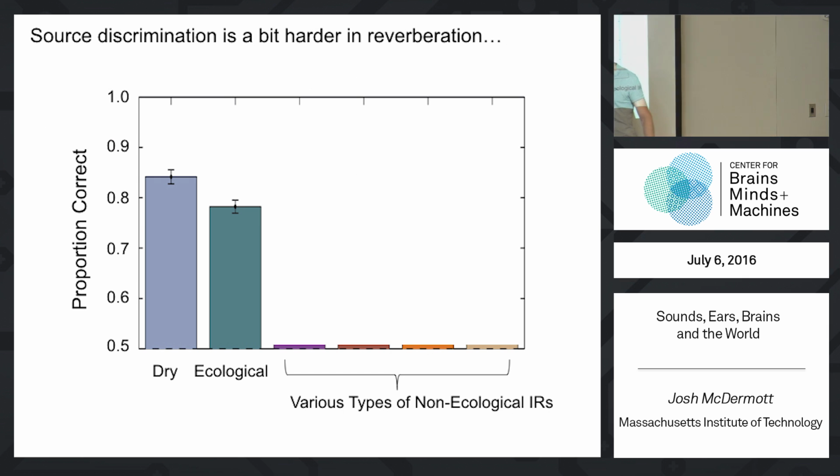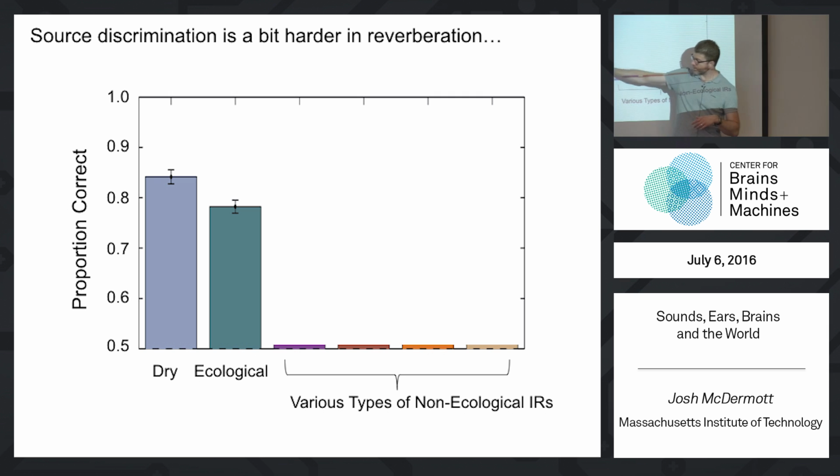This is proportion correct as a function of the kind of reverberation that we're giving them. When there's no reverb, that's the dry condition, people get about 85% correct. It's kind of a hard task. When we add what we call ecological reverb that mimics the properties of natural reverberation, people get a little bit worse, but they're still pretty good. The key question is, if we give them various types of non-ecological reverberation, so if it decays linearly rather than exponentially, or if the frequency dependence is altered, will they basically stay at this level, or are they going to be worse?